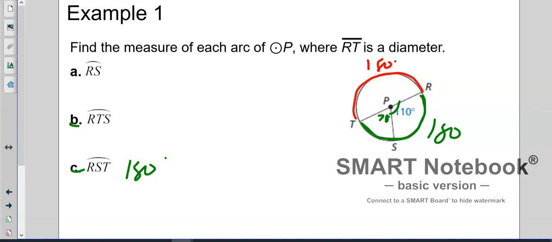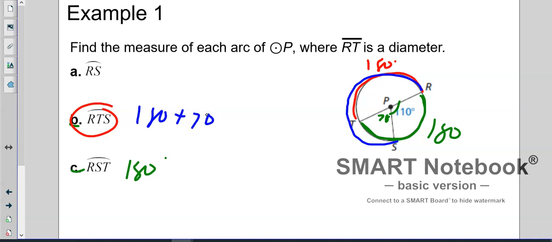Now, when this one here says RTS, get a different color here. We start at R, we go past T and end at S. So basically we're doing 180 plus that 70, which is 250 degrees. RS is just from here to here. And we know that's 110 degrees because it's labeled.